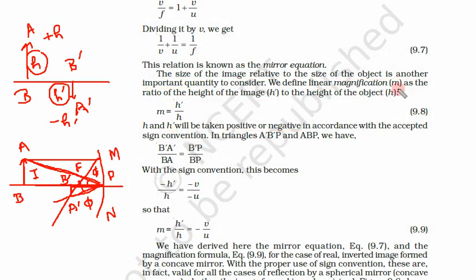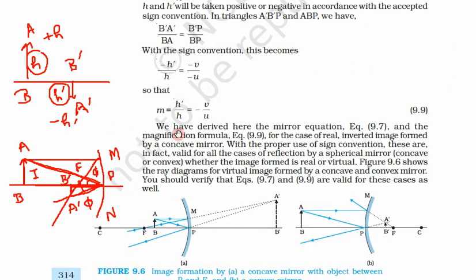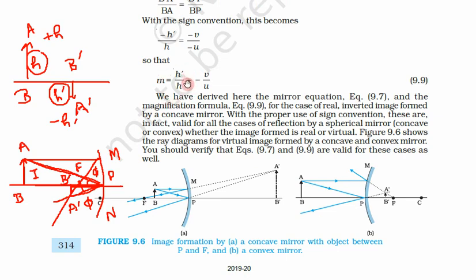Now how is the magnification defined? Magnification is nothing but the ratio of h dash to h. So the minus goes this side. Previously minus was cancelled out, so this minus goes this side. So magnification is nothing but h dash upon h, and this is minus v by u.